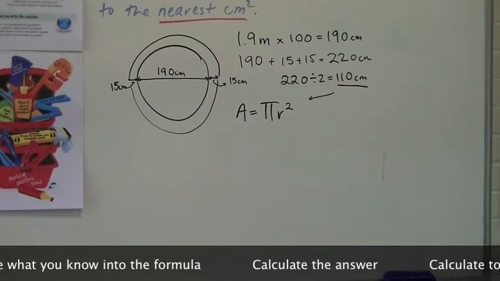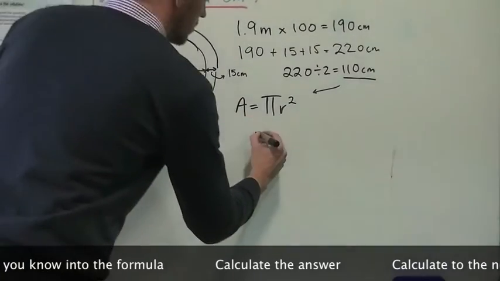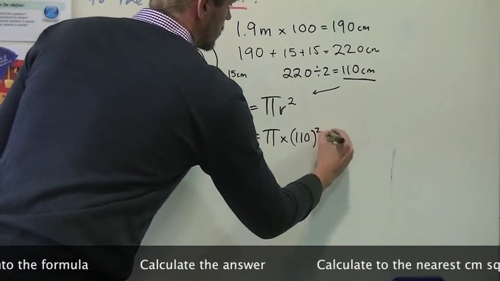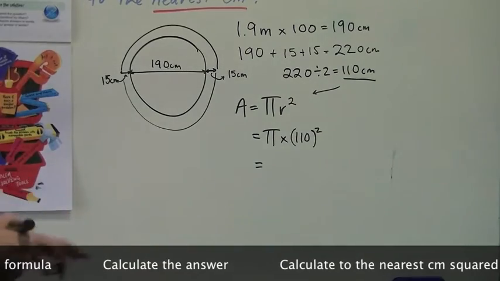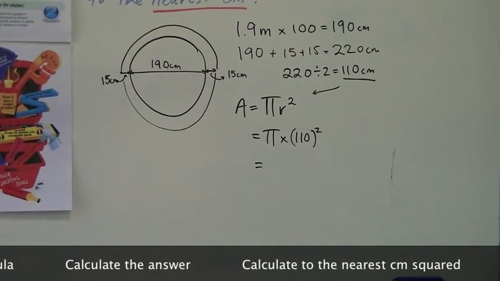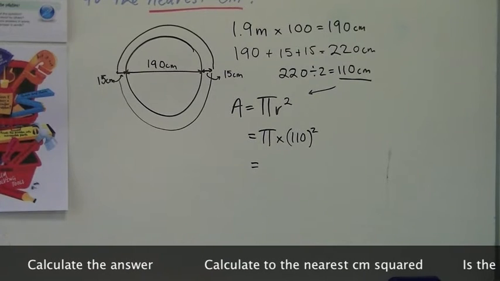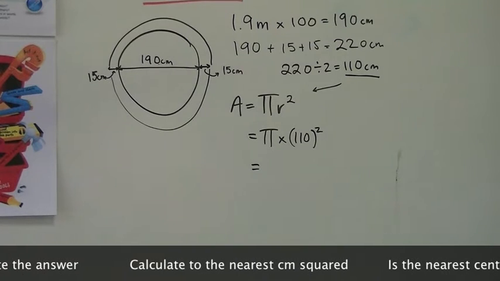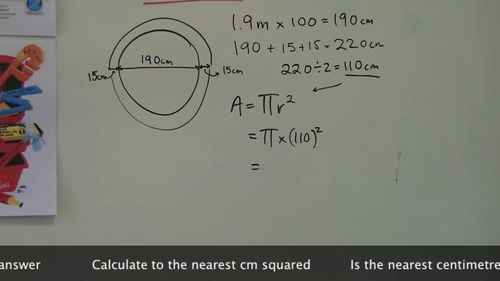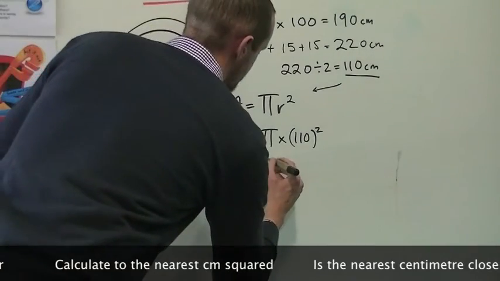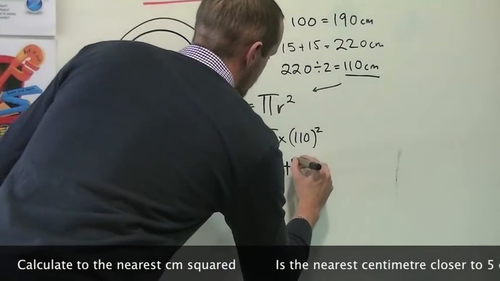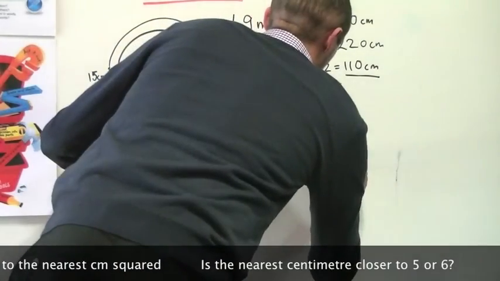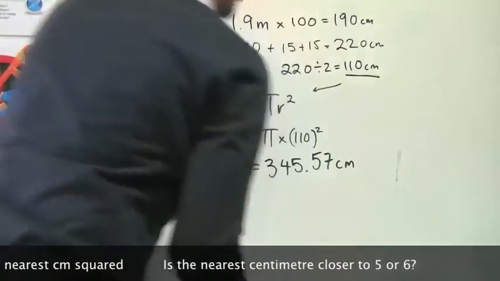What's the next step to the solution? The next step is to substitute it in: pi times 110 squared. I like to put a little bracket around that just to make sure that it only squares that number, that radius. Go ahead and calculate that for me. And what we come up with is 345.57 centimetres squared.